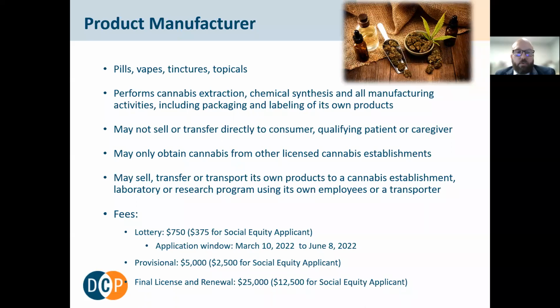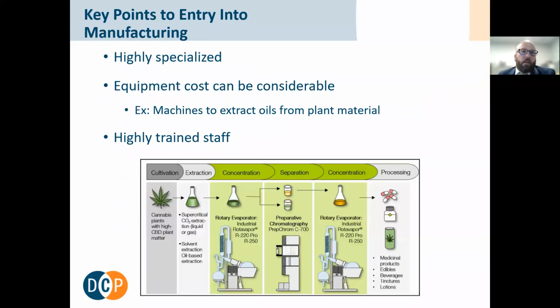They may sell, transfer, or transport their own products to cannabis establishments, laboratories, or other research programs, using their own employees or a transporter. As you can see, the fees are outlined there, and that application window is from March 10th to June 8th. For the manufacturing, I think it's particularly important to point out that the equipment in those facilities is often highly specialized, and the cost can be considerable. And some of the training on the staff may be particularly pointed, and they need to be highly trained.